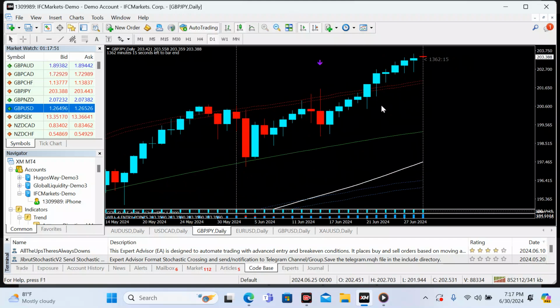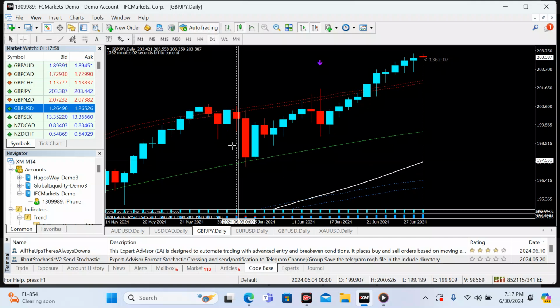So we want to catch it, but the only way we can sell it is if we have a sell setup, right? So I know the sell is coming massively. So let's see what happened in June.